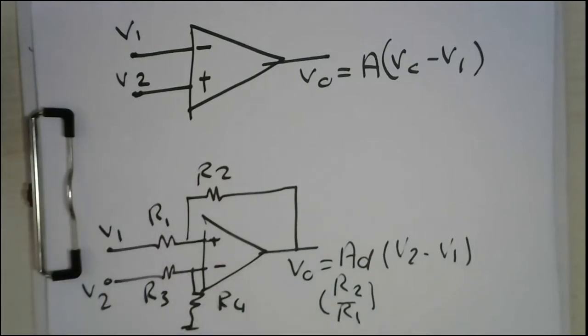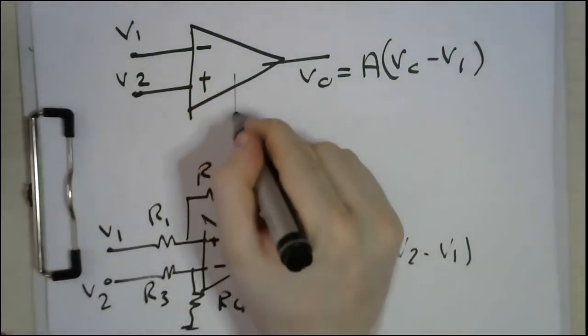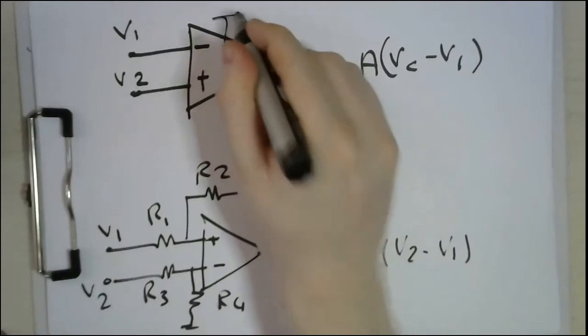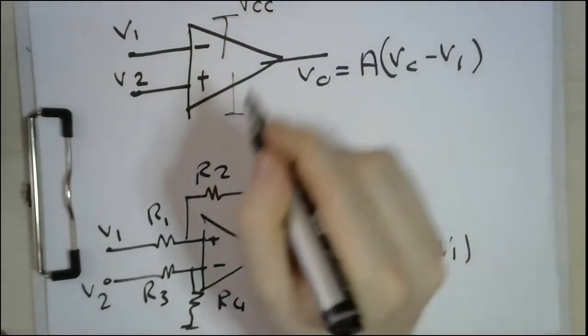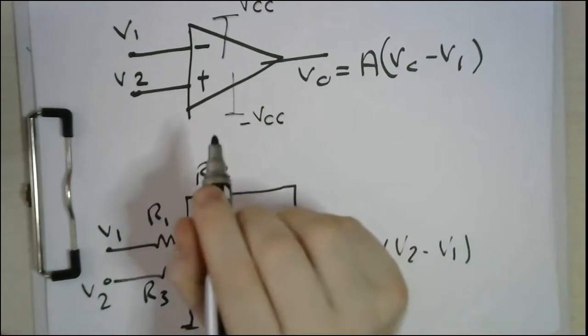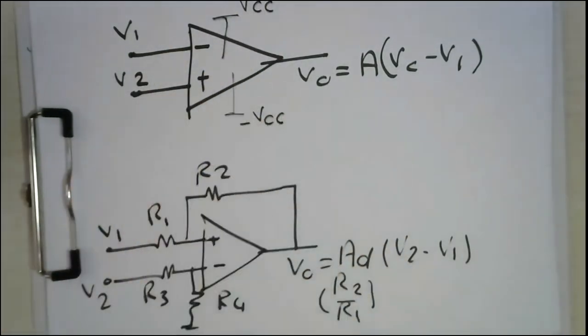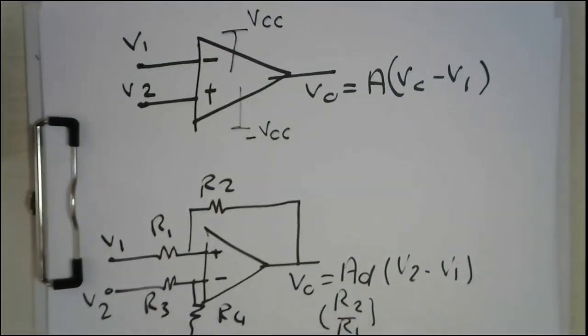Why should we use the below one and not this one? This is due to what's called the saturation effect. If you remember, when we first introduced the operational amplifier, we introduced two terminals, which are the VCC terminal and the negative VCC terminal.